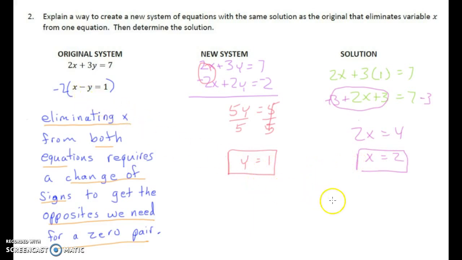Let's see if that works. Put 2 in the bottom equation. That's how we do our double check. Check in the other equation.